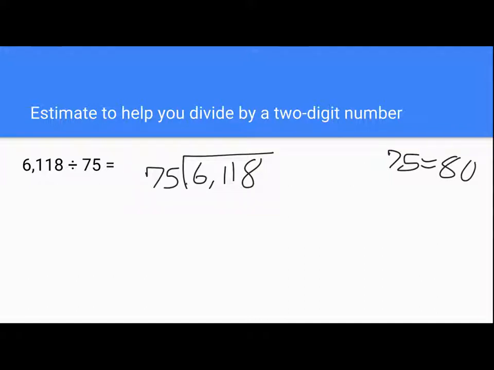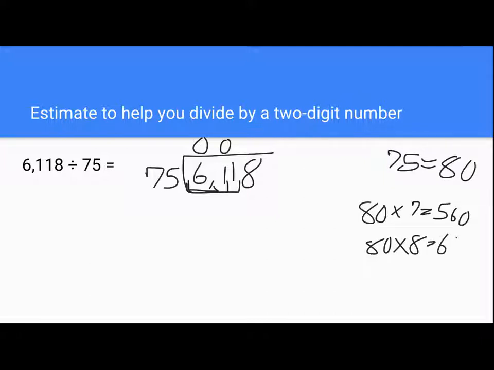Okay, well, can 75 go into 6? Nope, so I put a 0. Can it go into 61? Nope, so I put a 0. Okay, now I'm going to think about it going into 611. Well, 80 can get me really close if I multiply it times 7, because that would be 560. And the other number I could multiply 80 by is 8, and that would get me 640. Well, that's too big. So I'm going to try going with 7.